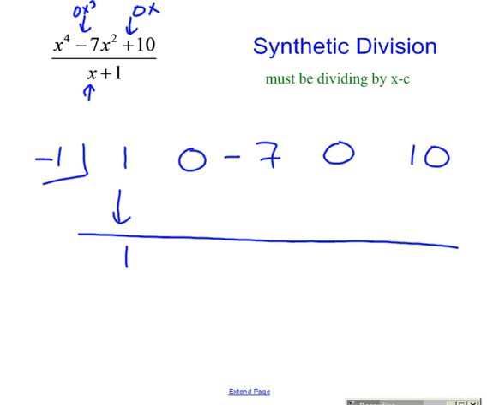So I always bring down my first number. I multiply -1 times 1, and I get -1 there. And now I add 0 and -1, and I get -1. I multiply -1 by -1, I get +1. I add -7 to 1 to get -6. I multiply this -1 times -6, and I get 6. I add it to 0 and get 6. And then -1 times 6 is -6, and I add to get 4.